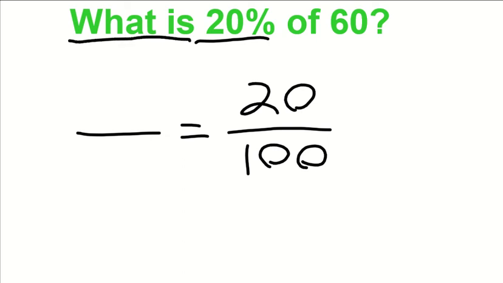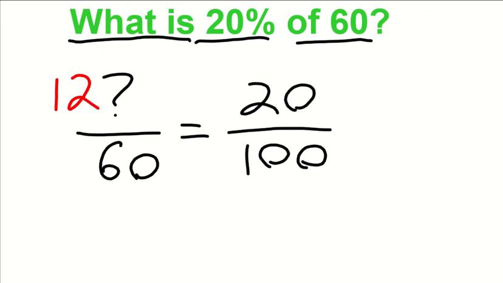This is saying what is. That means we don't know the is. This is what we're trying to find, the is. Then it says of 60. So is over of. Everybody follow how I set that up? This shouldn't be too tough, right? So you cross multiply, you divide. So you do 60 times 20 divided by 100, and you get 12. Okay? Any questions on that?